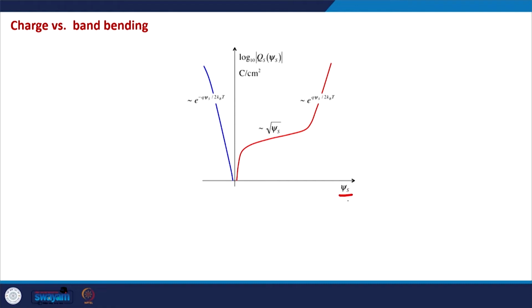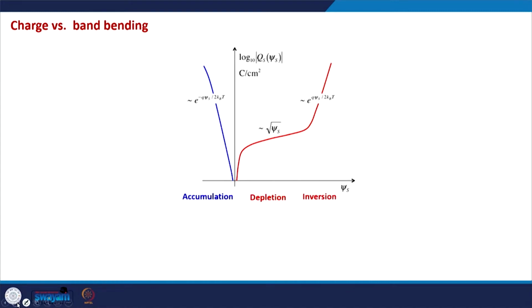psi s. So now we have seen the dependence between Qs and psi s, but actually the free variable in our hands is Vg. Vg means the gate voltage, that is what we can change externally. So we would also like to see a relationship between Vg and psi s, because that way we will properly understand the relationship between Qs and Vg. So that will be our next discussion, and from there this idea of threshold voltage will come about.